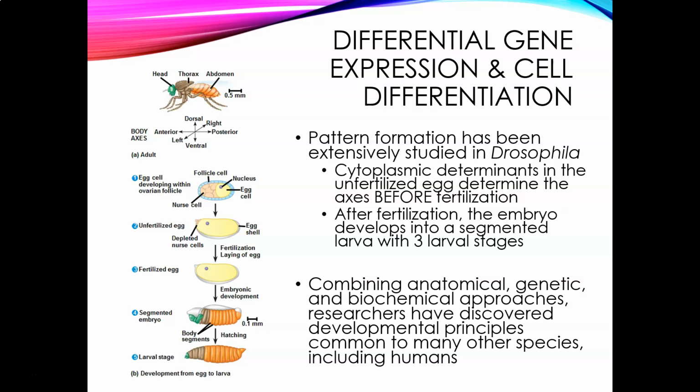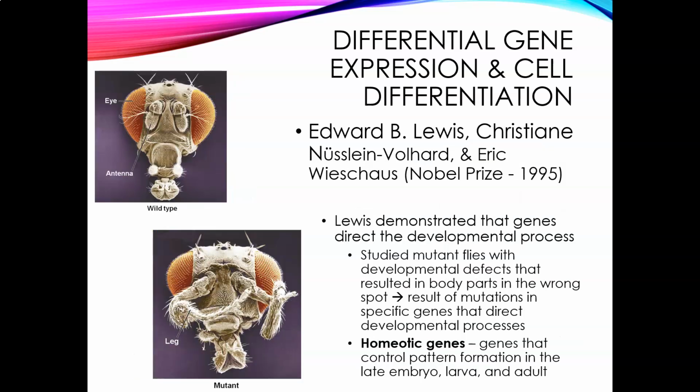And so this is going to combine all sorts of information from a lot of different fields, anatomy, genetics, biochemistry, to all end up discovering the fact that not only do these principles exist in these fruit flies, but that they're common to incredibly large numbers of species, including humans. So, to the point that these two scientists won the Nobel Prize in 1995. They demonstrated that these genes directly impacted the developmental process, specifically these things called homeotics or Hox genes.